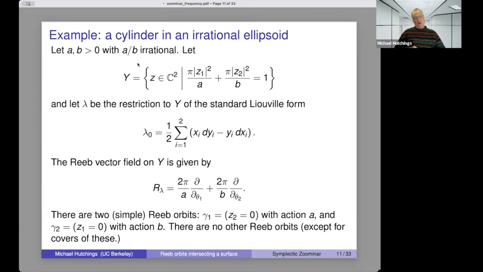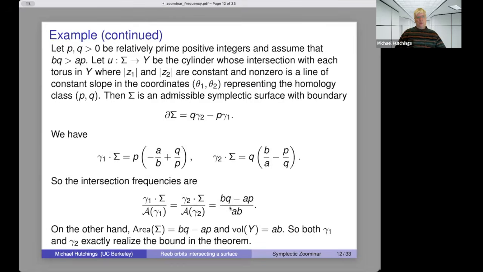And because of my assumption that a over b is irrational, there are no other Reeb orbits, because if I start at a point where z1 and z2 are both non-zero, then these rotations are at an irrational ratio of speed, so you can never come back where you started. Okay. And now I'm going to make an admissible symplectic surface. So take any positive integers p and q that are relatively prime, and let's assume that b times q is bigger than a times p. If it's the other way, then it will just change some signs and everything else.